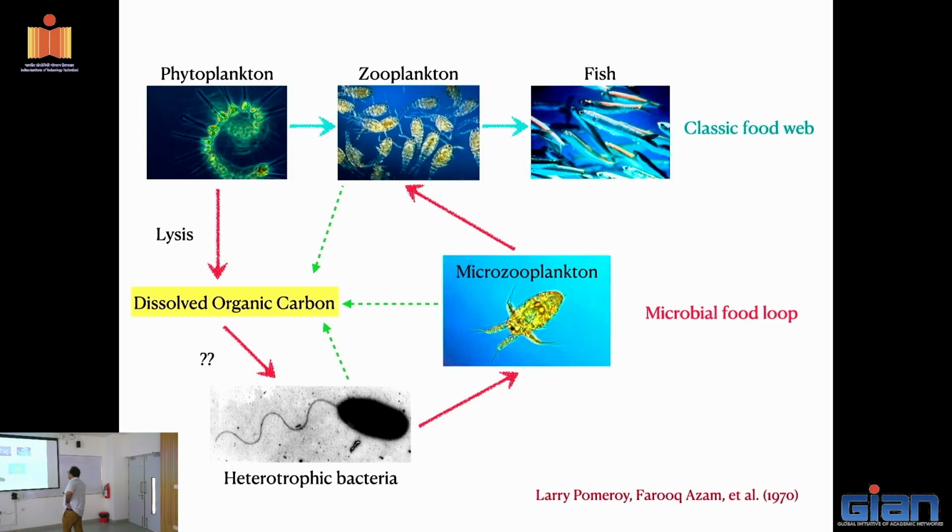So how many of you recognize anything from this? This is a simple or a complex food web. You have in the ocean phytoplankton, zooplankton, fish. Then you have microzooplankton, bacteria. So this is one classic food web, and this is another, which is also called the microbial food loop.